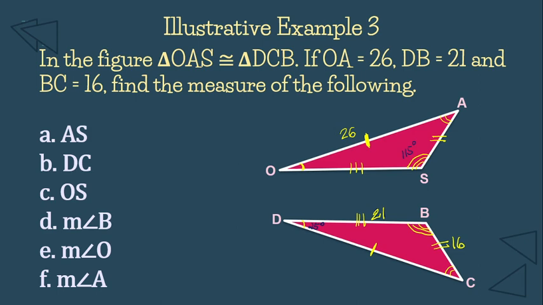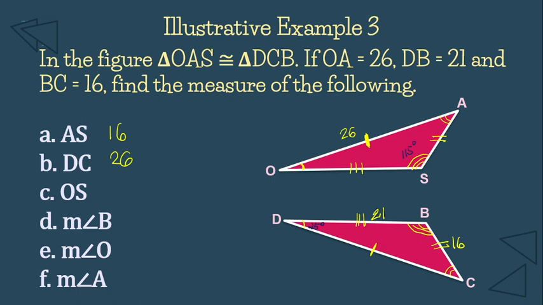So, si AS, ano ang sukat ni AS? Di ba ang katumbas ni AS or congruent ni AS ay si CB. So, si CB or si BC ay equal sa 16. So, therefore, AS is also 16. Next is DC. Ang katumbas niya or corresponding side niya ay AO. DC or OA, ang sukat ay 26. So, DC is also 26.